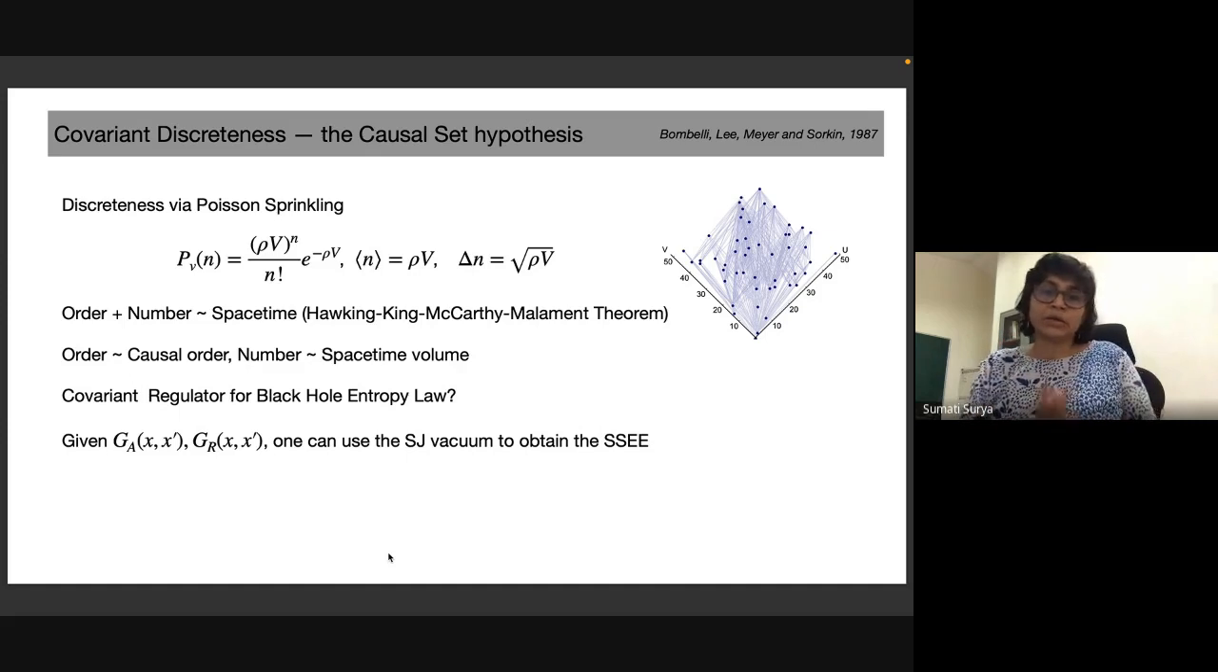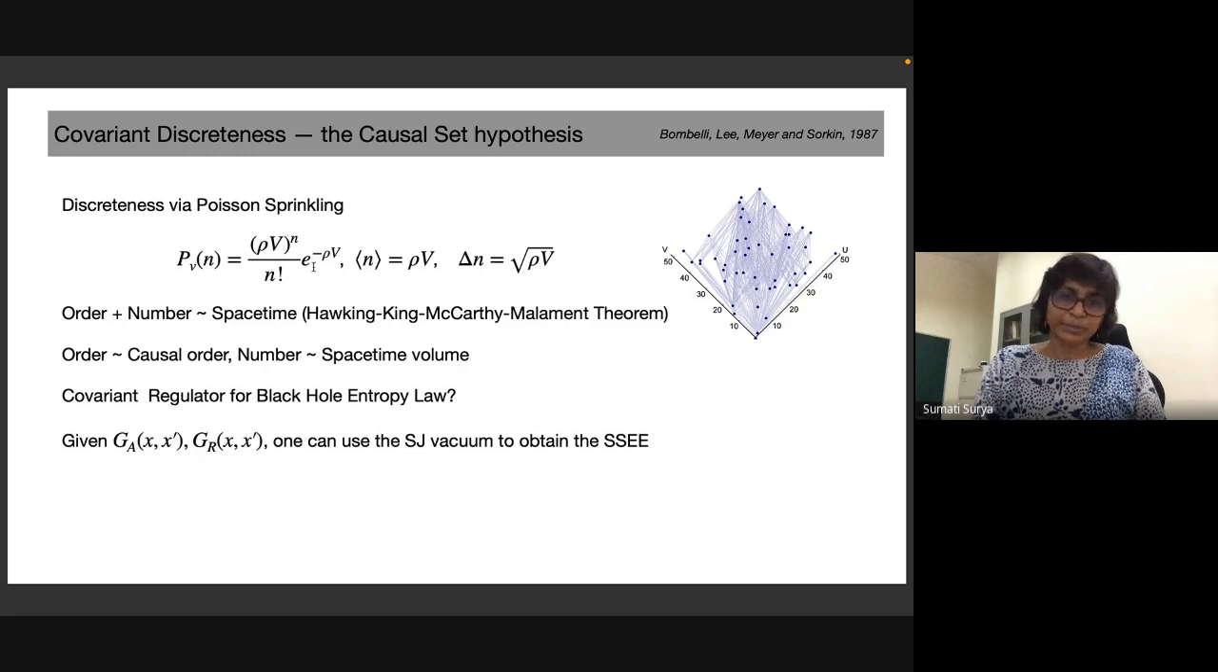But the causal set hypothesis was put forth by Bombelli, Lee, Meyer, and Sorkin in 1987. For the purpose of this talk, you can just think about it as a covariant discretization of a space-time. That covariant discretization takes the form of a random lattice, which is obtained by a Poisson sprinkling. The relations that you see here, these lines, correspond to the causality relation. So what you get out of this is a partially ordered set.